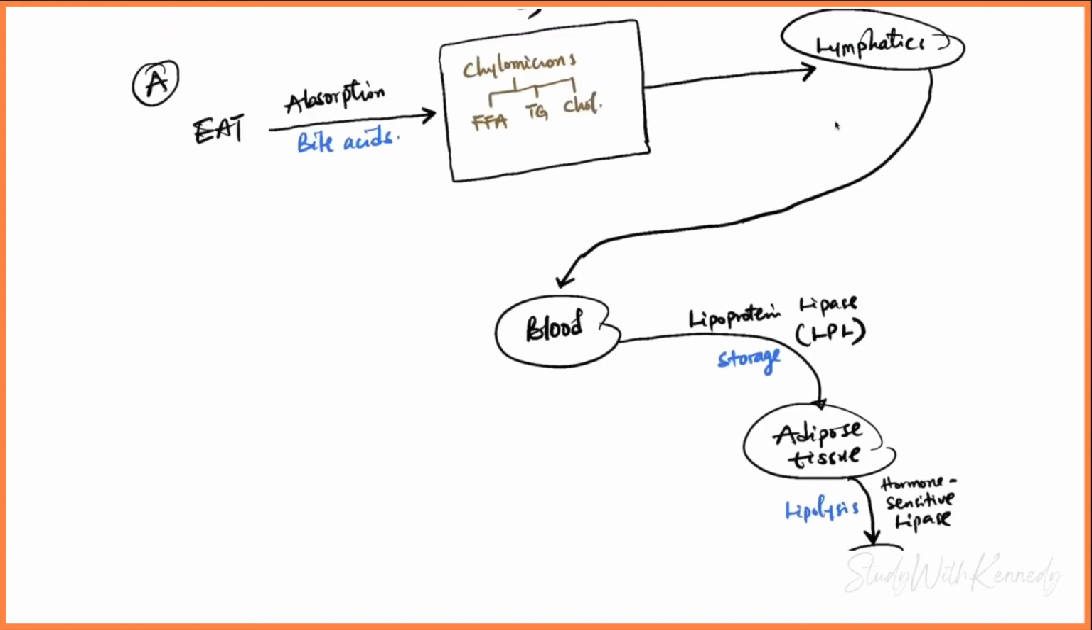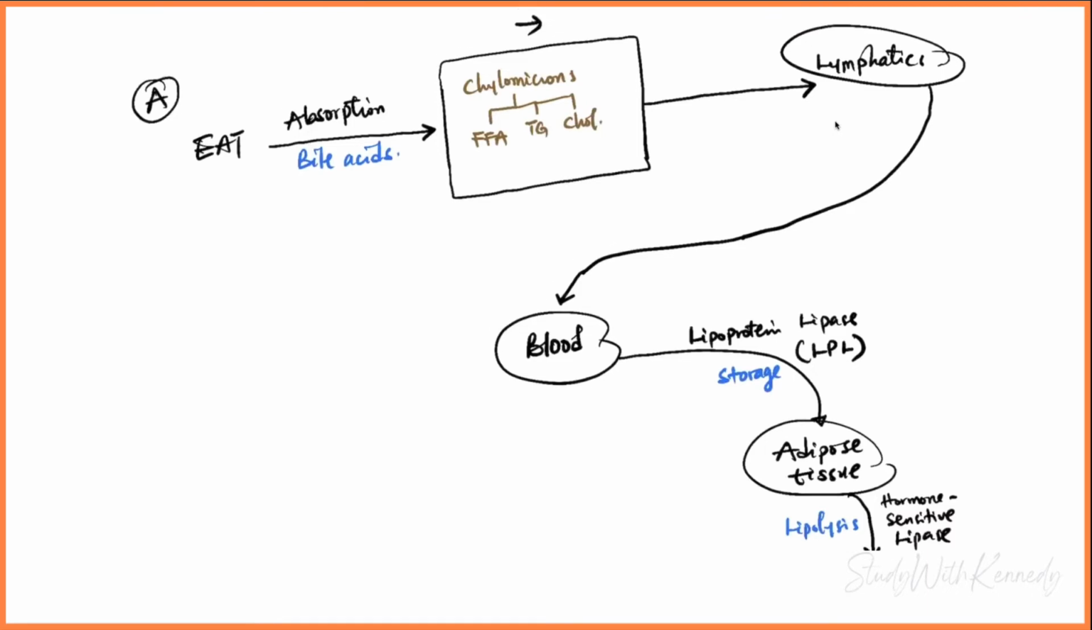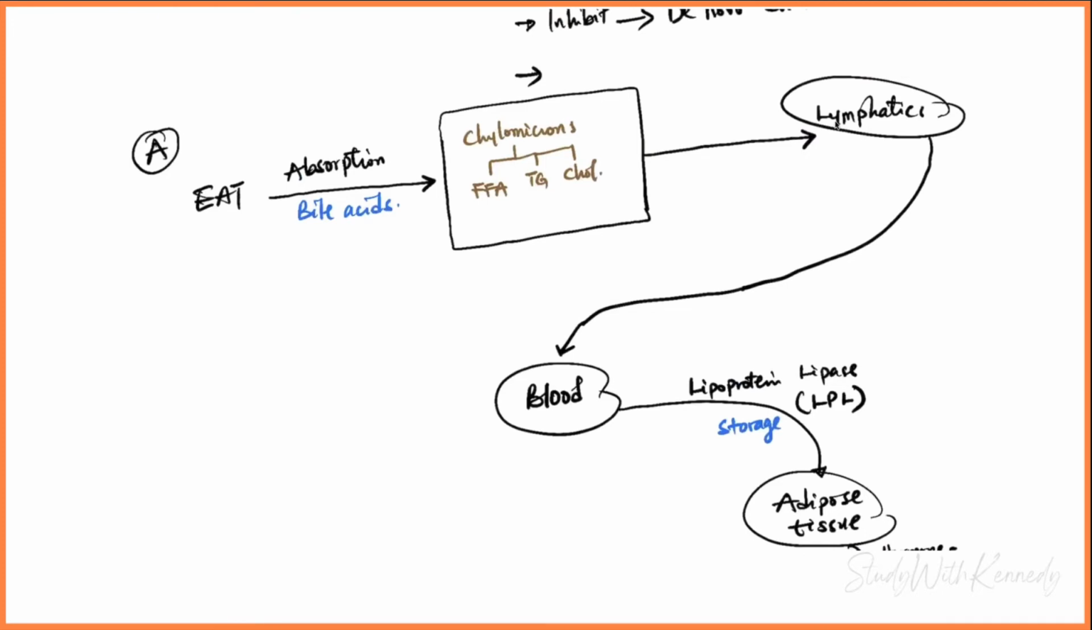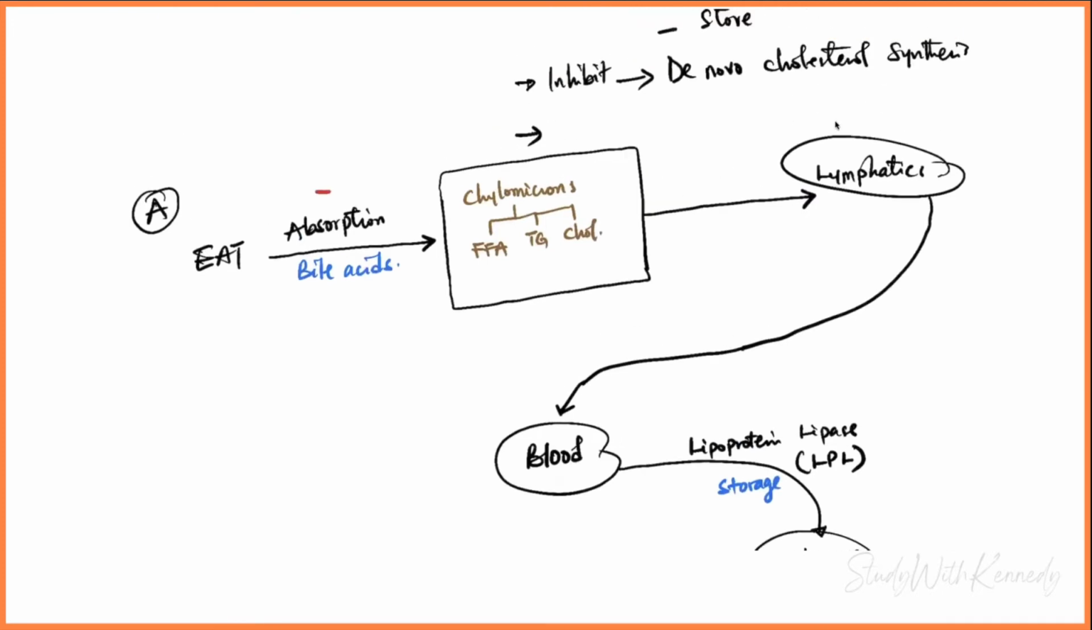Is there a way we can decrease the amount of cholesterol that ends up in this patient's blood? Someone came up with an idea. What if we can actually inhibit absorption? So this person eats cholesterol, but we are going to try to block the absorption of cholesterol at the intestines, at the brush border. And so they made the medication ezetimibe. What ezetimibe does is inhibit absorption of cholesterol. It prevents cholesterol absorption at the intestines.